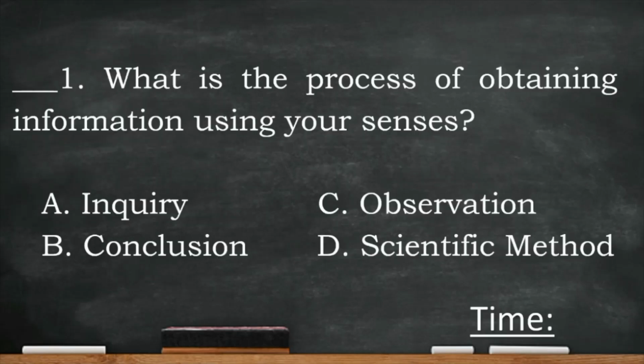Question number 1. What is the process of obtaining information using your senses? A. Inquiry. B. Conclusion. C. Observation. Or letter D. Scientific method. Your time starts now. What is your answer? The correct answer is letter C. Observation.